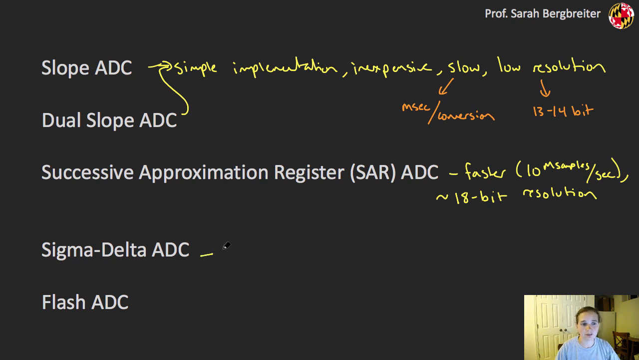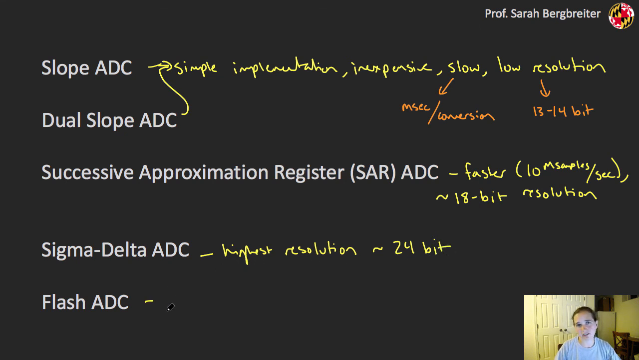Sigma delta ADCs have the highest resolution. So if you're doing some really fancy audio sampling or something like that, where you want very, very high resolution, a lot of those horizontal lines, so you have these very small quanta, a lot of values that you can assign to your analog signal, you might want to use a sigma delta ADC for that. Typically you're looking at resolutions up to 24-bit for sigma delta ADC.